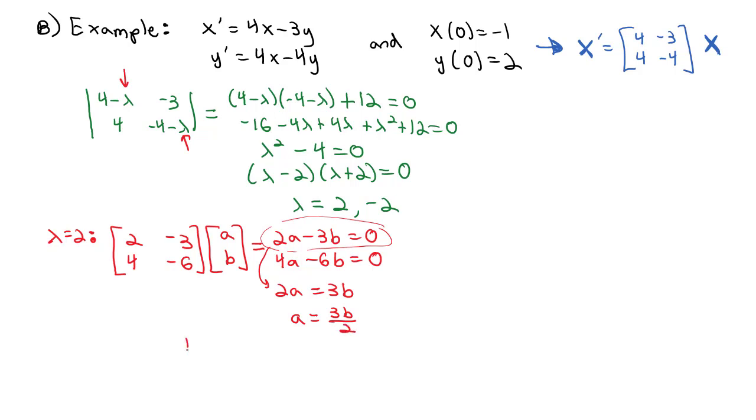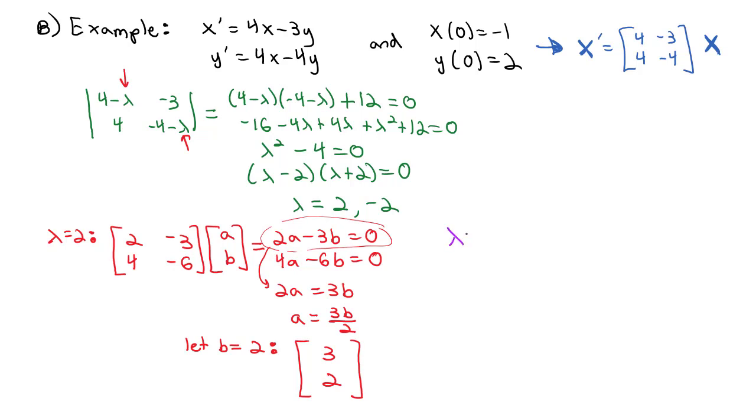I can pick any value I want for b. Let's pick something convenient. If I have to divide by 2, let's make b equal to 2. So if I make b equal to 2, a is going to be 3 times 2 is 6, divided by 2 is 3, and we said b was 2. So our first eigenvector is 3, 2.